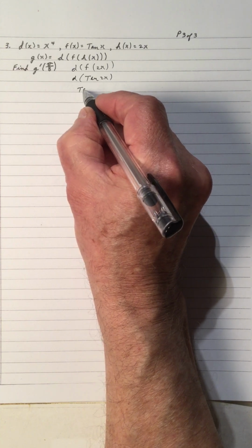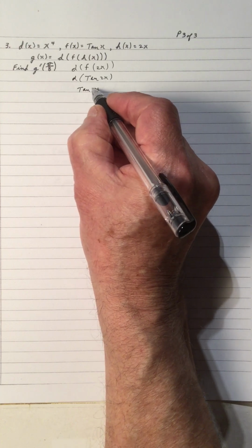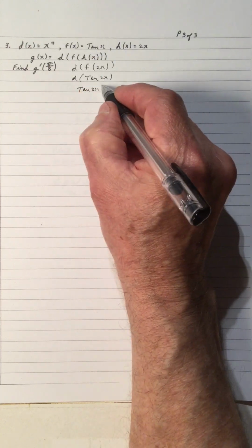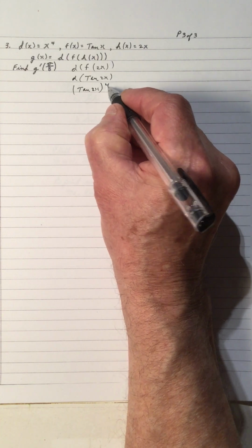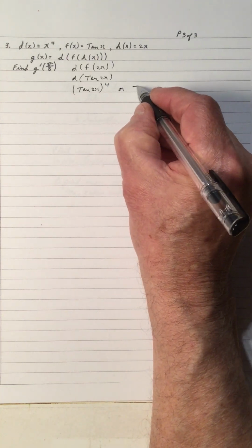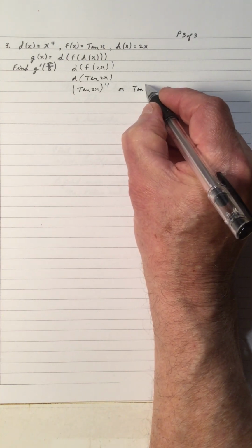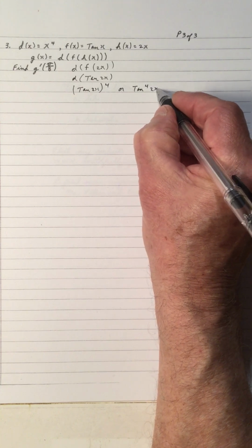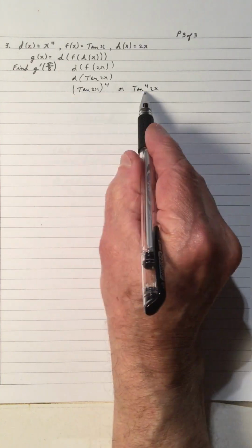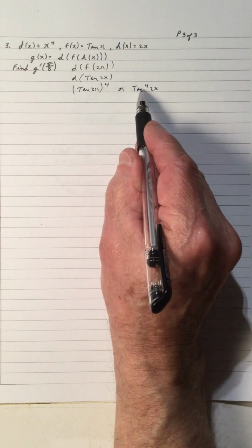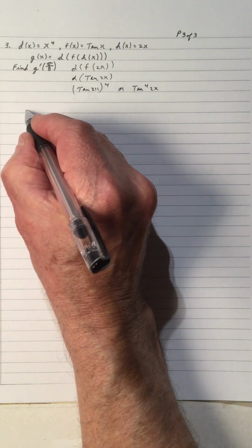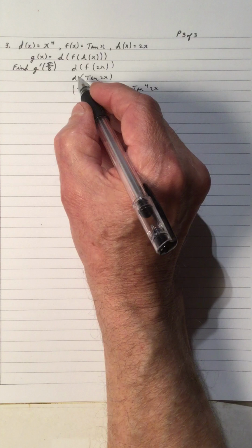tan of 2x, and it's the 4th power. So that could also be written as tan to the 4th power of 2x. But I just wanted to write both of these down to make sure you understood. So let's do the derivative.